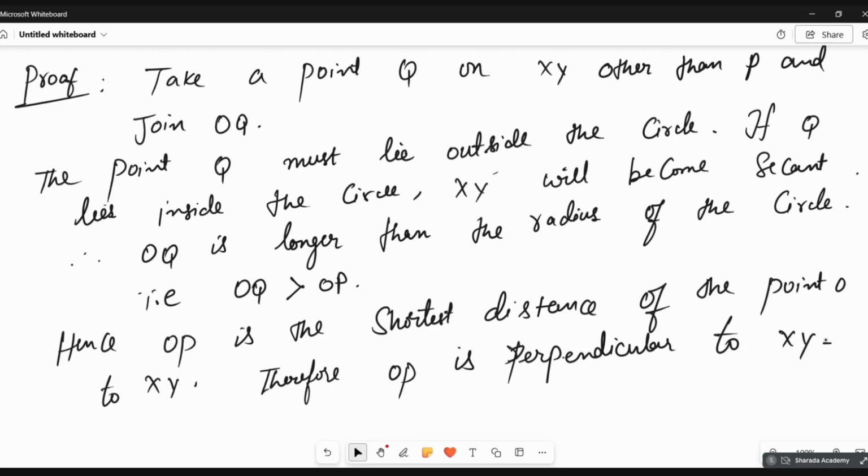So this is a 2-mark question. Many times it will come. Whenever you want to write the proof, first draw the diagram, and write the theorem statement.